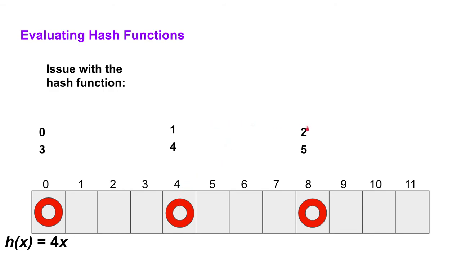Cool. What about 2? Just counting up here, 2 times 4 is 8. Mod 12 is still 8, so a key of 2 goes at index 8 down here. All right, nothing catastrophic has happened yet.